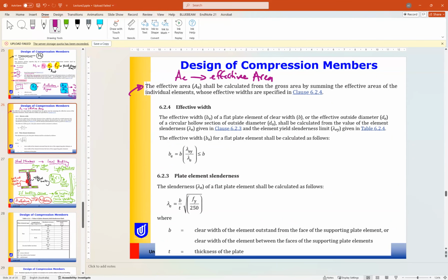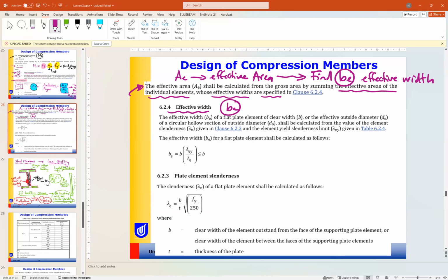To find the effective area AE, we need to find the effective areas of the individual members whose effective widths are specified in clause 6.2.4. So to find AE, we need to find BE, or the effective width for the member. So how to find the effective width?